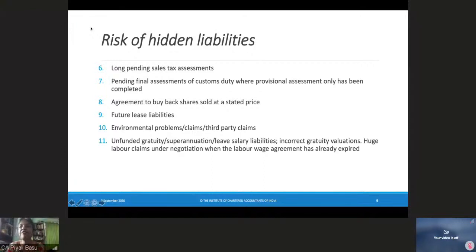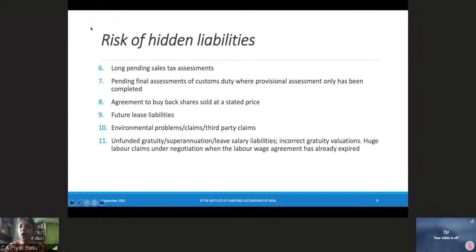You are making a provision just to show on the face of the balance sheet and the profit and loss account that you are making a provision for gratuity. But do you have the fund? Where is the fund? Unfunded gratuity liability. What does that mean? That if a purchaser acquires such a company, one day the liability will come.